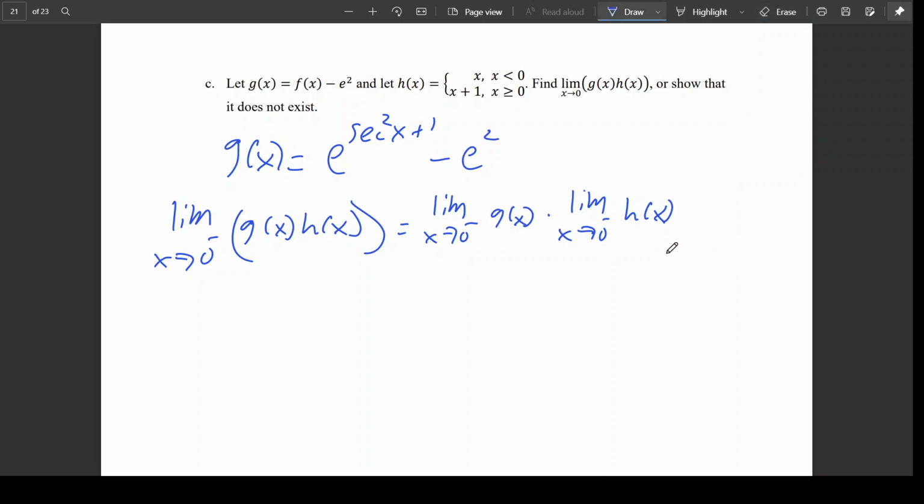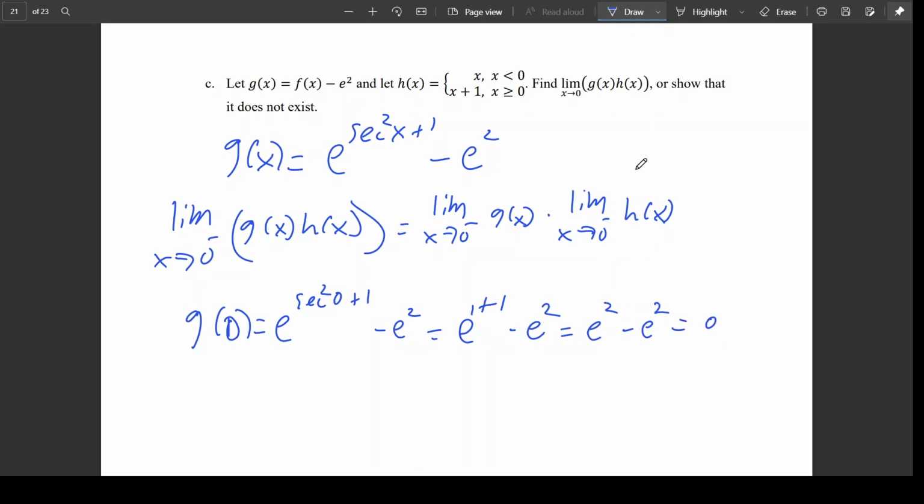Okay, so it's equal to 1. So g of 0 is equal to e to the secant squared of 0 plus 1 minus e squared. Secant of 0 is 1, so secant squared of 0 is also 1. So it's e to the 1 plus 1 minus e squared, which is e squared minus e squared, which is 0. Okay, so this guy here is equal to 0. And then as x approaches 0 from the left of h of x, that's going to be this part of the function, because we're coming from the left, so it's equal to 0. So this part is 0 times 0, which is 0, right?